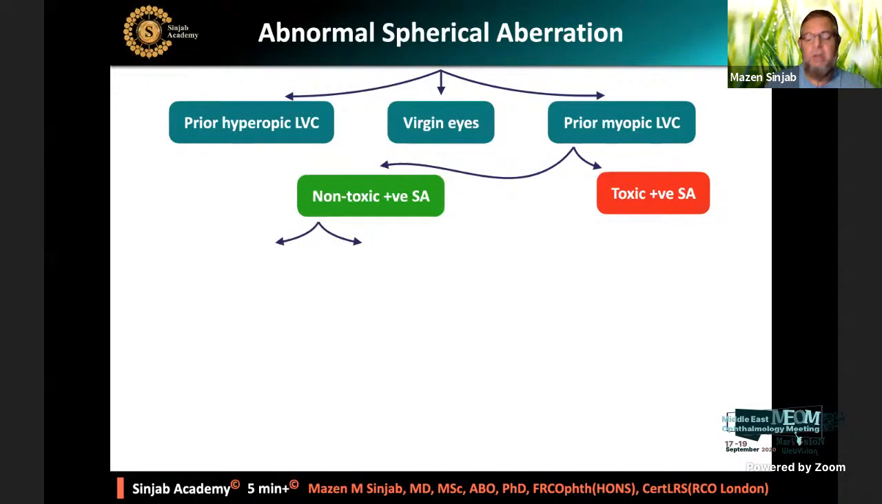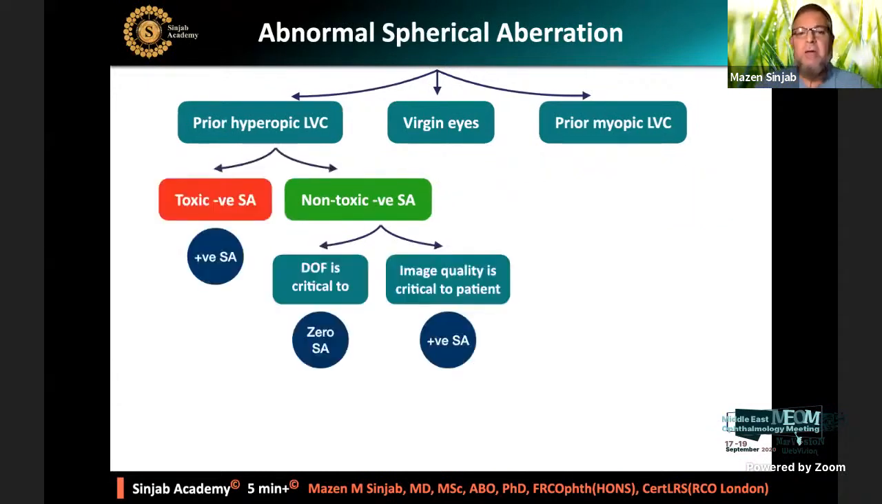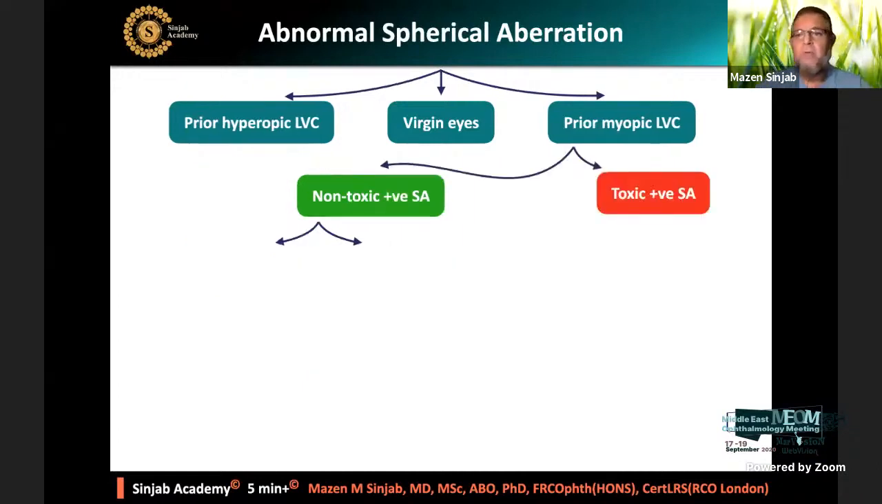Non-toxic spherical aberration. And if the patient has non-toxic negative spherical aberration and he cares about depth of focus, then we have to maintain this non-toxic spherical aberration. Otherwise, if image quality is critical to the patient, we have to neutralize it as well. Now we come to the prior myopic laser vision correction. In this case, the patient will have extra positive spherical aberration. And it might be toxic spherical aberration or non-toxic spherical aberration.